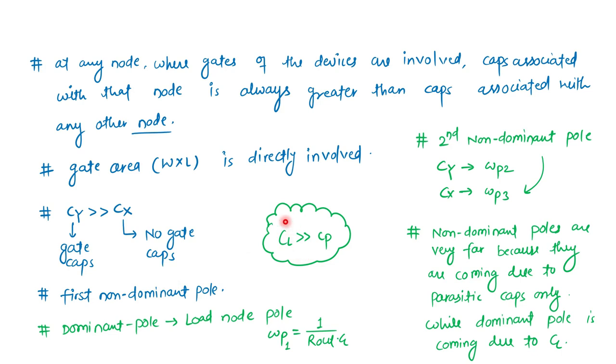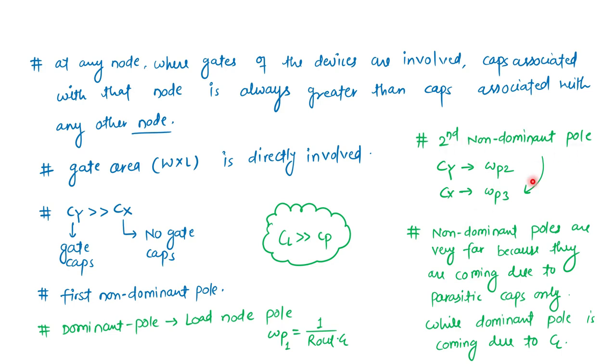We all know that Cl is much higher than any parasitic cap, so the pole contributed by Cl is at a very low frequency, so it is the dominant pole. This is my dominant pole, which we already calculated due to the load cap. Now I am looking at the first non-dominant pole, then the second non-dominant pole. Apart from this Cl cap, there are two other caps at the nodes: Cx cap and Cy cap. Cy cap is much higher than the Cx cap because gate caps are involved, while no gate caps are involved here. So the first non-dominant pole is contributed by Cy, the Y node that we are looking at.